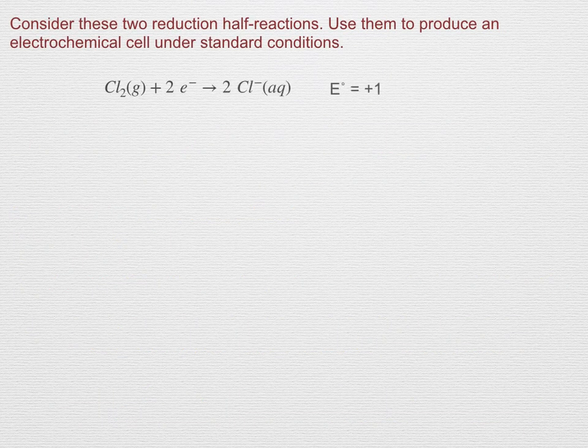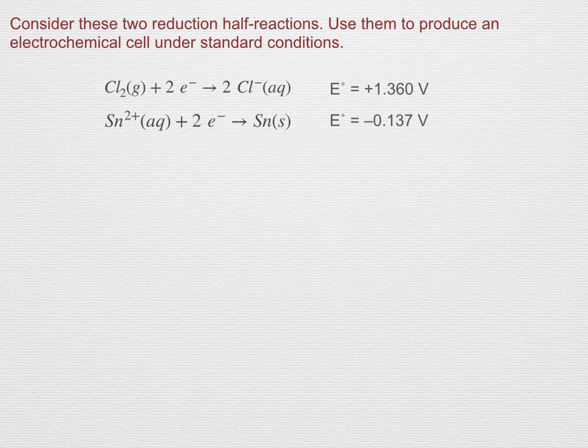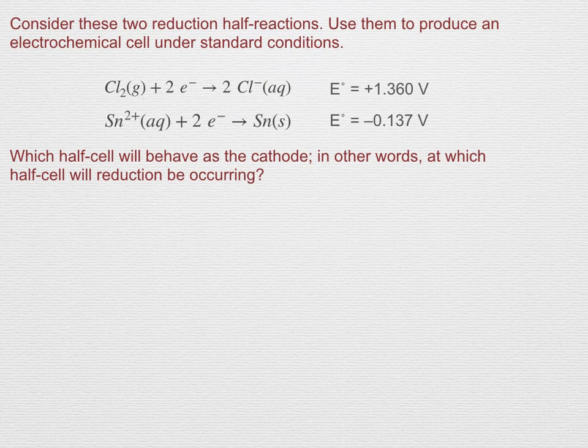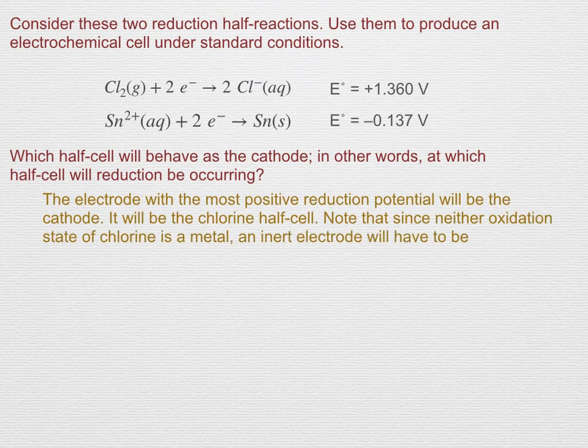Now here's another. Consider these two reduction half reactions. Use them to produce an electrochemical cell under standard conditions. We've got chlorine gas reducing to chloride and Sn2+ reducing to tin metal. Which half cell will be acting as the cathode, that is, the half cell where reduction will be occurring? The reaction with the most positive reduction potential will be the cathode. In this case, it is the chlorine half cell. As the reactants are a gas and an aqueous ion, an inert electrode will have to be provided.